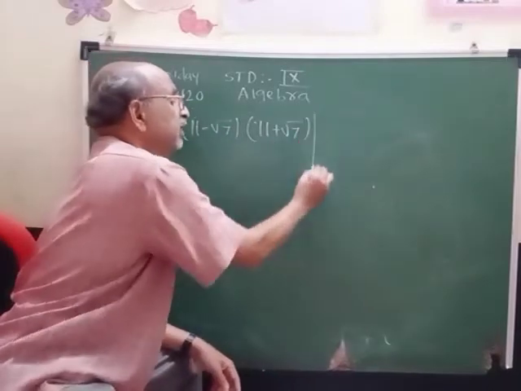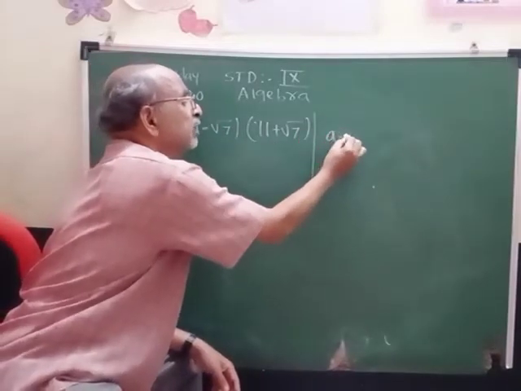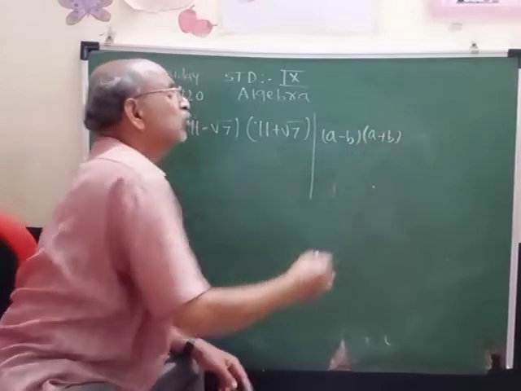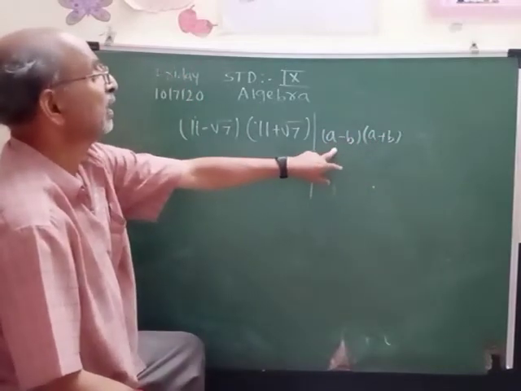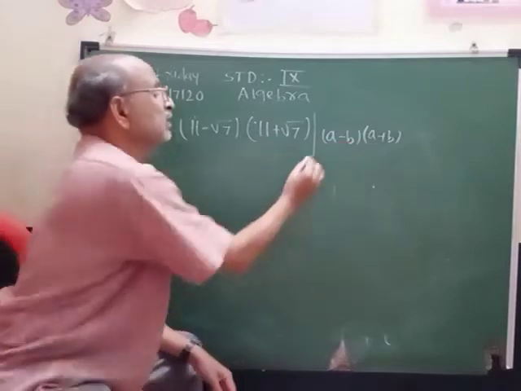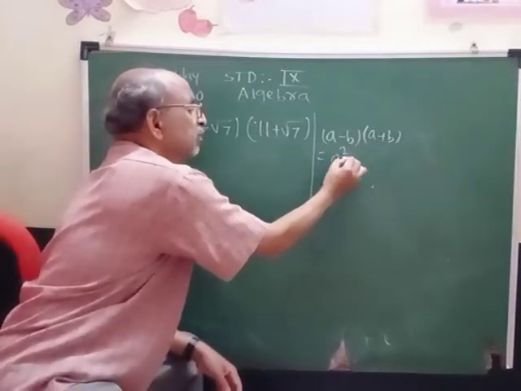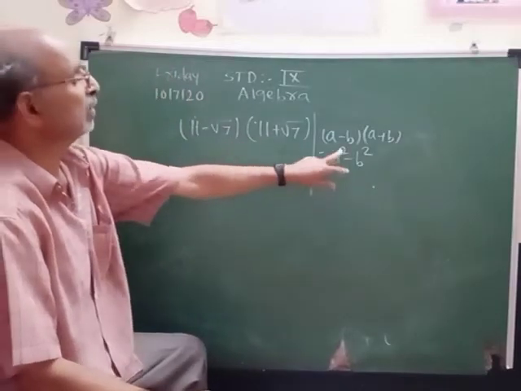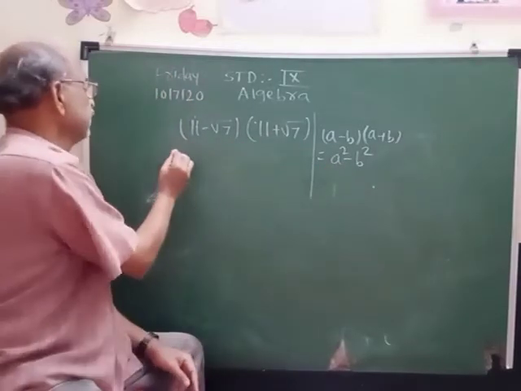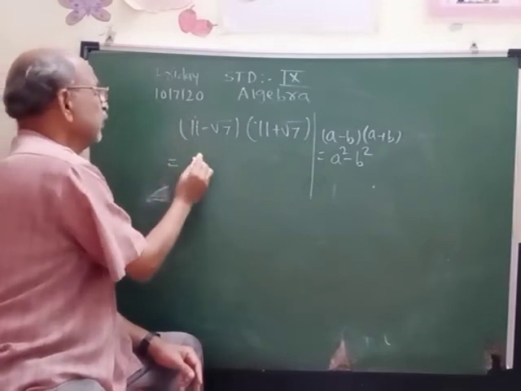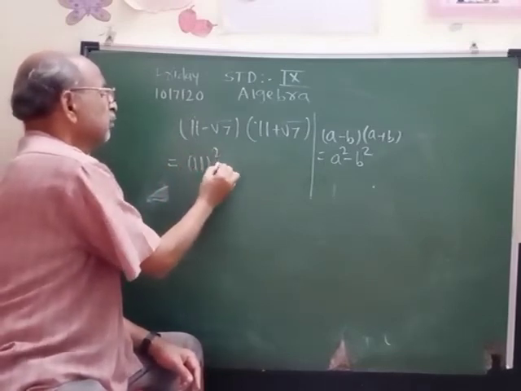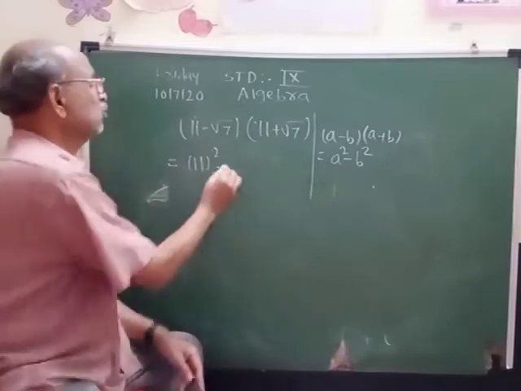The identity which you are going to use is the same: a minus b, second bracket a plus b. So terms in the brackets are same and only negative and positive signs are there. So the answer is a square minus b square. So the same identity we have to use here. Value of a is 11, so 11 square minus b square, that is root 7 square.